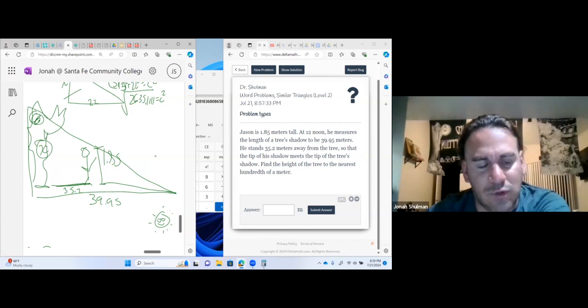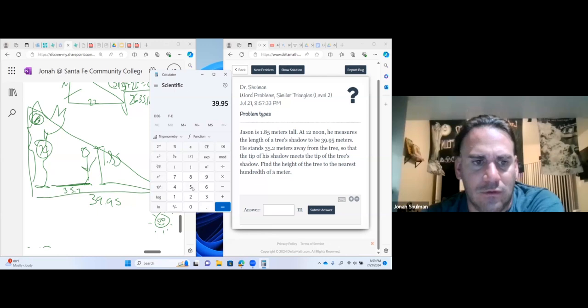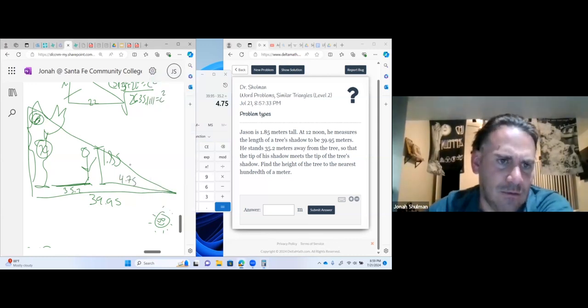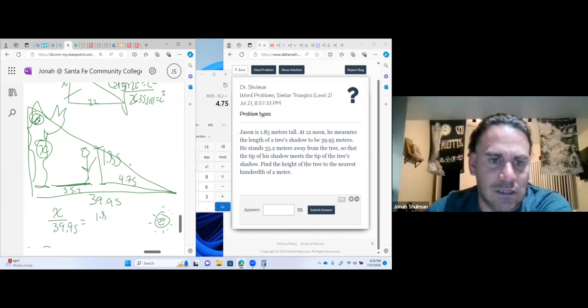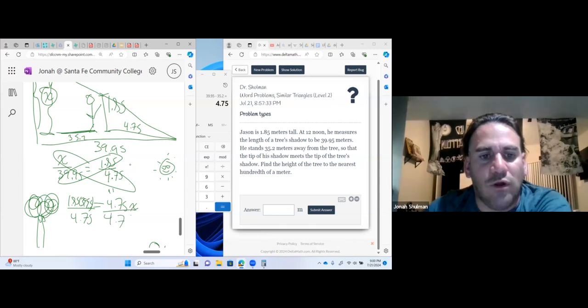So if we know the whole thing is 39.95 and this is 35.2, the first step we have to do is subtract 39.95 minus 35.2. So this is how far he is from a shadow, 4.75. So that's x over 39.95. We got the kid, we got his shadow, and we just cross multiply. So it's 4.75 times x equals 1.85 times 39.95, and then we just divide by 4.75, and we are left with the correct answer.